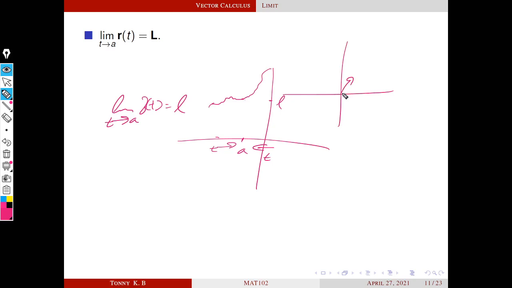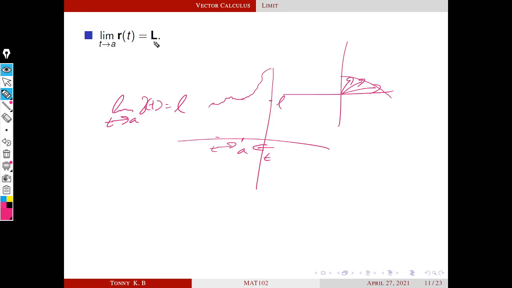Whenever t equals 0.1, it may be a vector like this. Whenever t is the next value, the vector may be like this. So its totality is a curve like this. The curve is the endpoint of these vectors. That's the idea of a vector valued function. They are all vectors. L is also a vector. So whenever t tends to a, the vectors r of t are tending to the vector L.